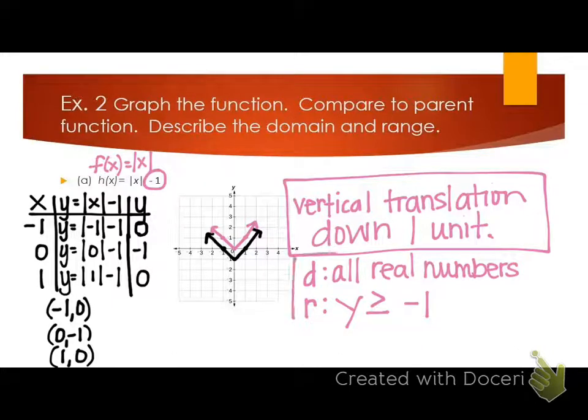So my domain is going to be all real numbers. My range has a definite stipulation. It's the lowest at -1, and then all my y values are above that.